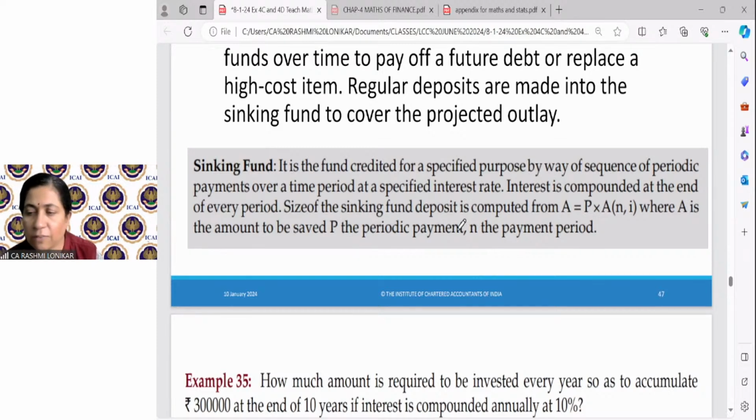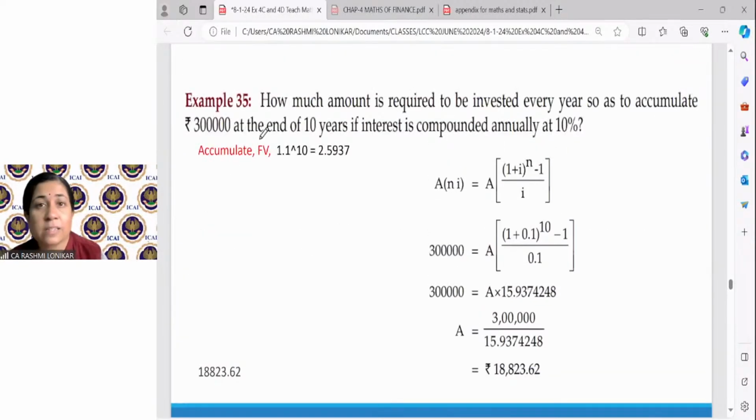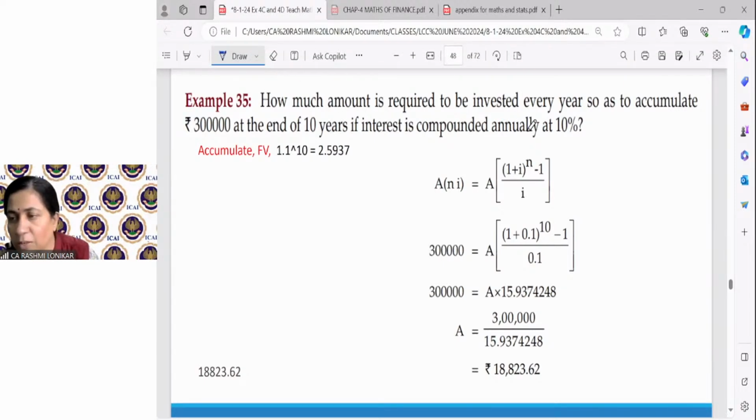So the size of the sinking fund, how much you will accumulate, will depend upon P into A into NI, where A is the amount to be saved and P is the periodic payments. So the example that is solved in the book, I'm taking it just now. How much amount is required to be invested every year so as to accumulate 3 lakh at the end of 10 years if the interest is compounded annually at 10%. Okay, so what is sinking fund? Sinking fund is the future value formula. What I'm going to do for sinking fund, I'm going to use the future value formula.